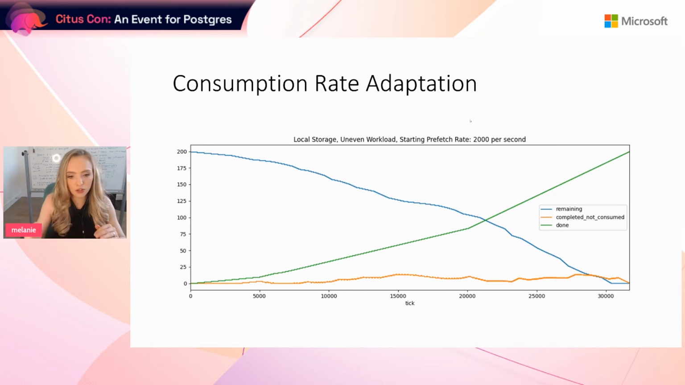And just another view of this, you can see here the done line is what the consumer is consuming. In this case, we're bound by the consumer. So the storage is fast enough that we can see in the done line the increases in consumption rate. Around 5,000 and 20,000 ticks, you can see that the line adjusts, but the number of completed not consumed buffers stays relatively stable. And you can see that the remaining line, what's being prefetched, mirrors the done line.